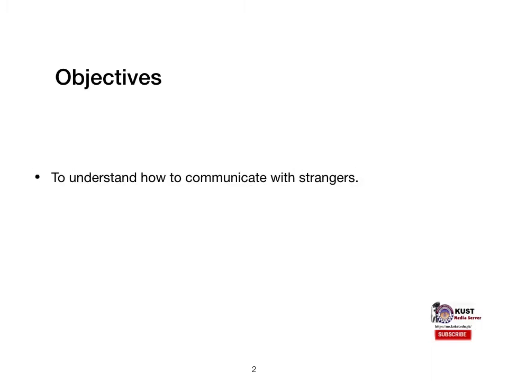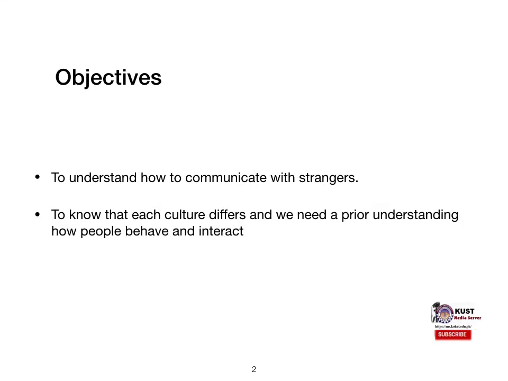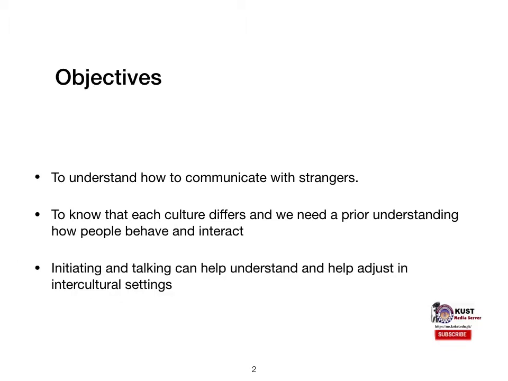Let's talk about objectives. The first one is to understand how to communicate with strangers, to know that each culture differs and we need a prior understanding of how people behave and interact. And then obviously initiating and talking can help us understand and help us in adjusting in intercultural settings. This is pretty important to look into from this perspective. Communicating with strangers plays an important role in helping us adjust in intercultural settings.